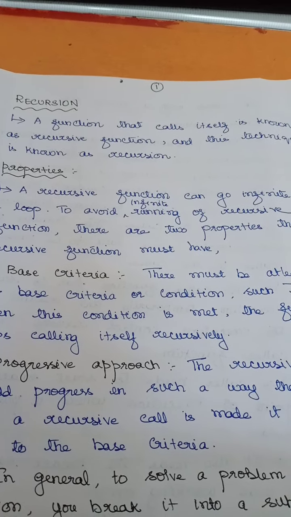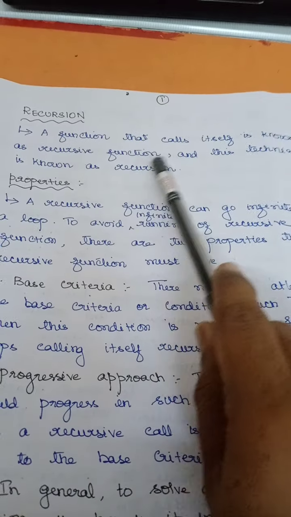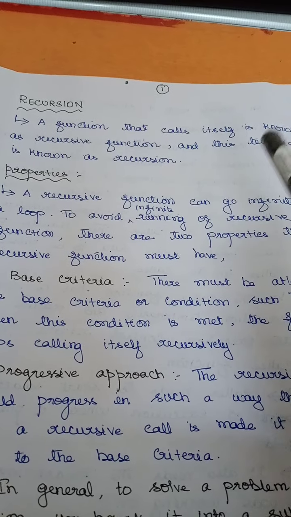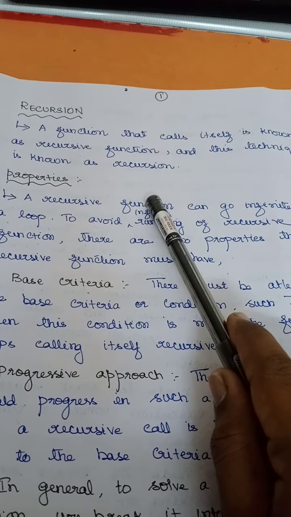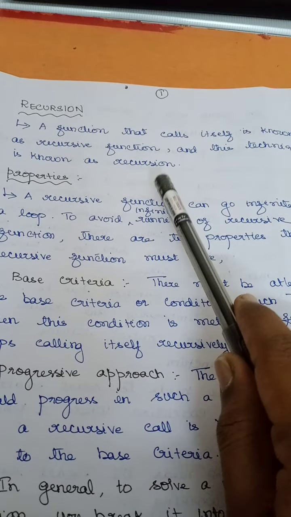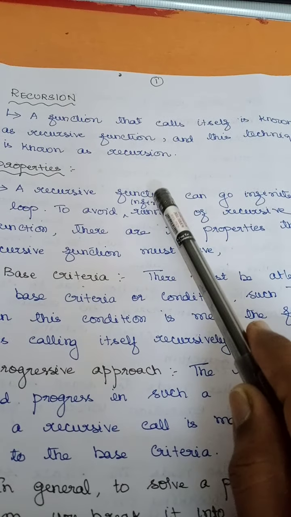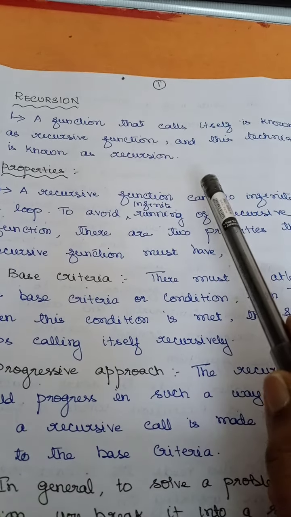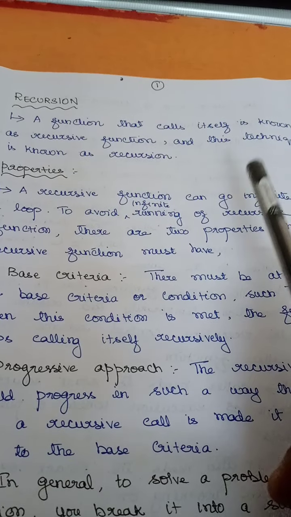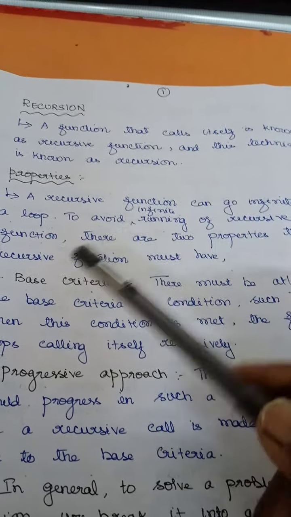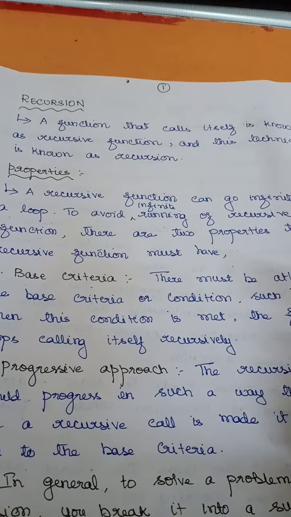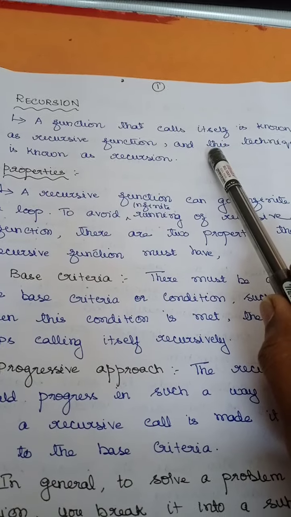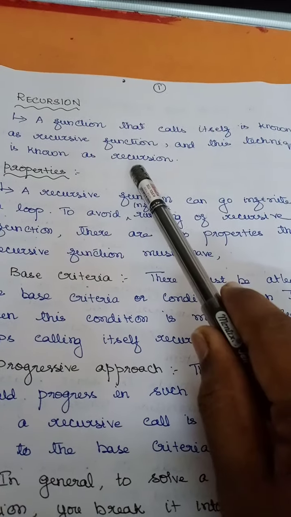So what do you mean by recursion? It is when a function calls itself. A function that calls itself is known as a recursive function, and this technique is called recursion. In the previous examples we have seen a function to swap two numbers, right? So if swap calls swap itself, then you call that a recursion, right? When a function calls itself, that technique is called recursion.